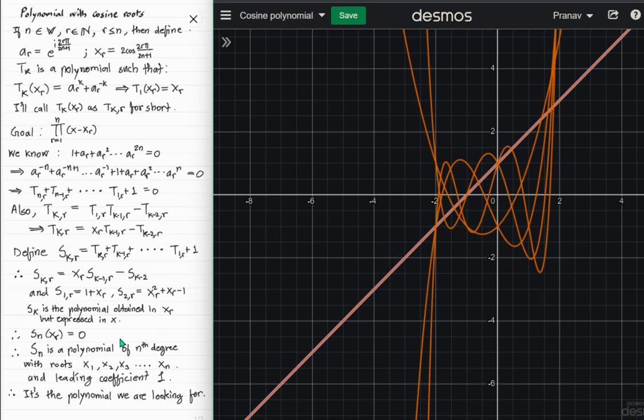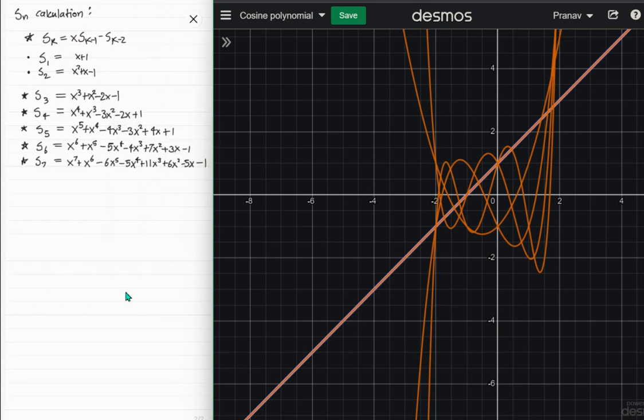And how do we calculate? I mean, okay, you already know how to calculate this at this point, but still, let me just show you some examples of how to calculate it. So s sub k is equal to x times s sub k minus 1 minus s sub k minus 2. That's our recursion. We know what s1 and s2 are, so we can easily figure out what s3 is. It's just x times this thing, so x cubed plus x squared minus x, and then minus of x plus 1. So that's going to give us x cubed plus x squared minus x minus 2x and minus 1.